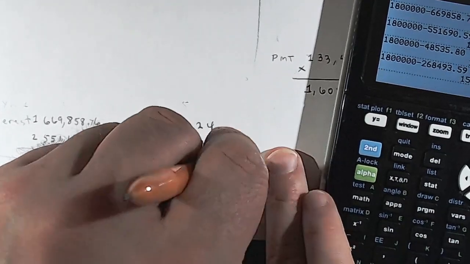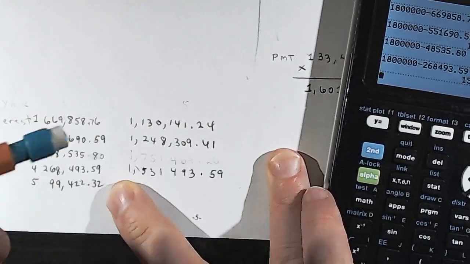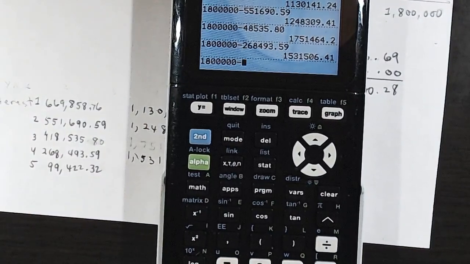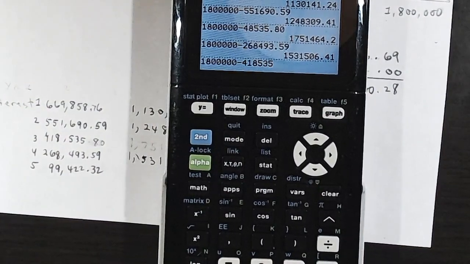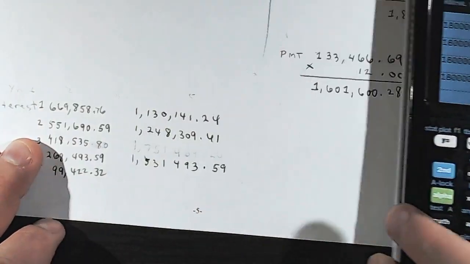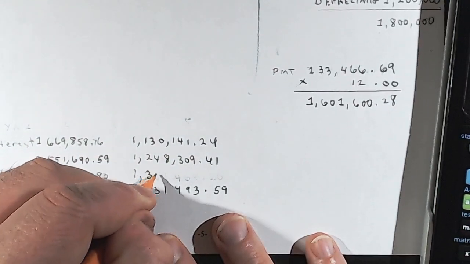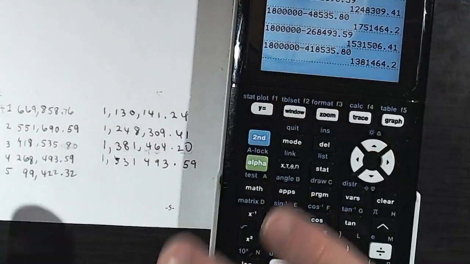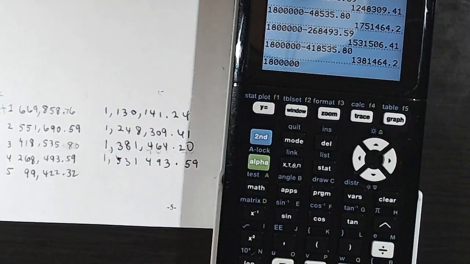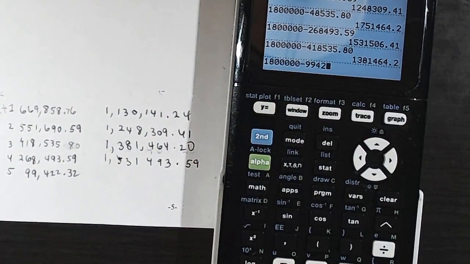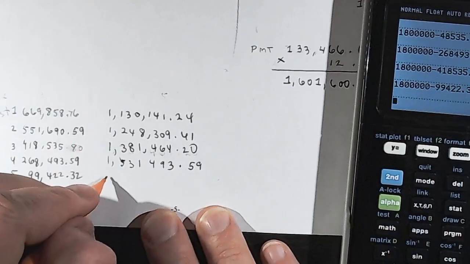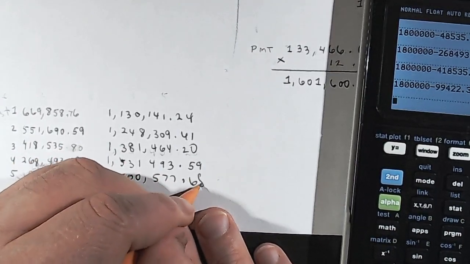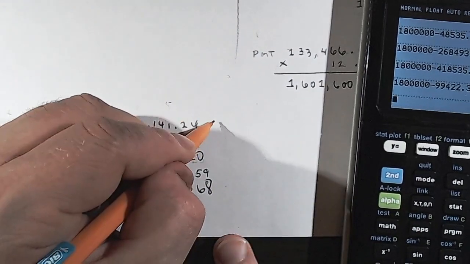1,531,493.59. I think I messed up this previous year here. I missed a one there. 1,800,000 minus 418,535.80. That's better. 1,381,464.20. And then finally in year five, I take 1,800,000 and subtract out 99,422.32, and I've got 1,700,577.68.